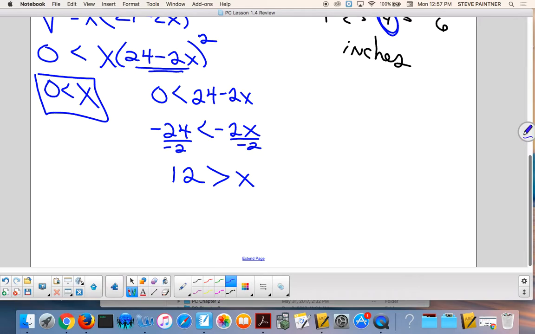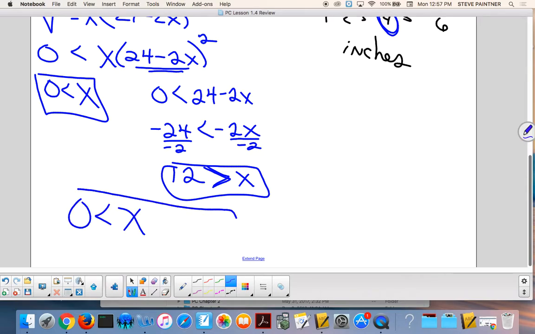So here's the deal. What's the domain? All x's must be greater than 0, but also all x's must be what? Less than 12. There's a better way to say this. Don't say it separately, say it all in one. Write it as a compound inequality.